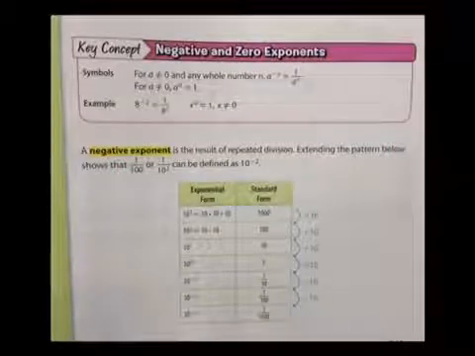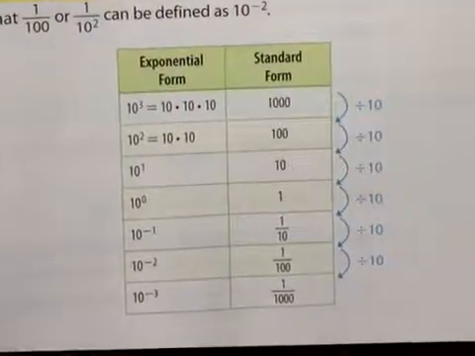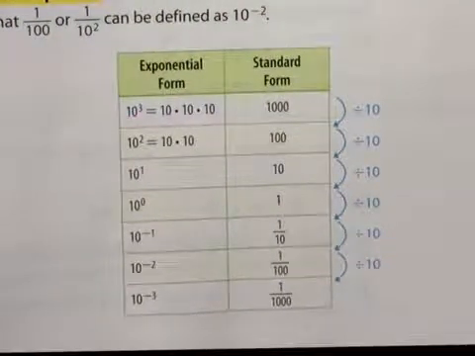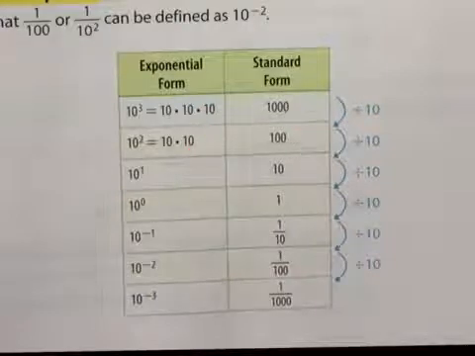As you can see, we have 10 to the power of 3. Let me zoom this in. 10 to the power of 3 is 10 times 10 times 10, which equals 1,000. 10 to the power of 2 is only 10 times 10, so we're dividing it by 10. We're taking away one of these 10s. When you take away one of the factors of 10, you're dividing by 10, as you can see right there. 10 to the power of 1 is 10.